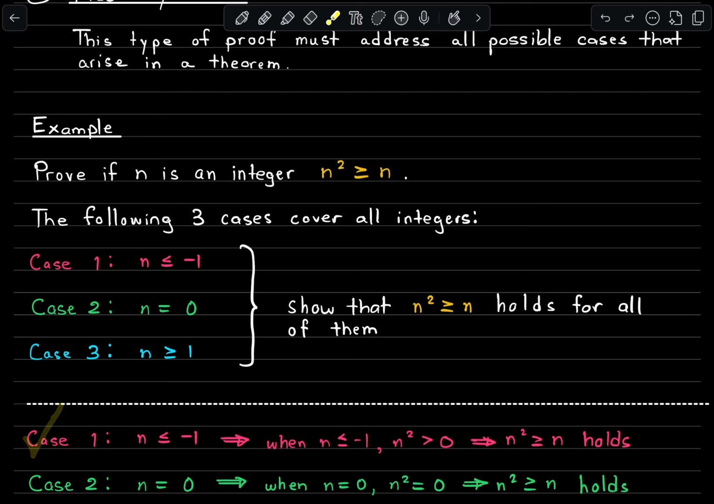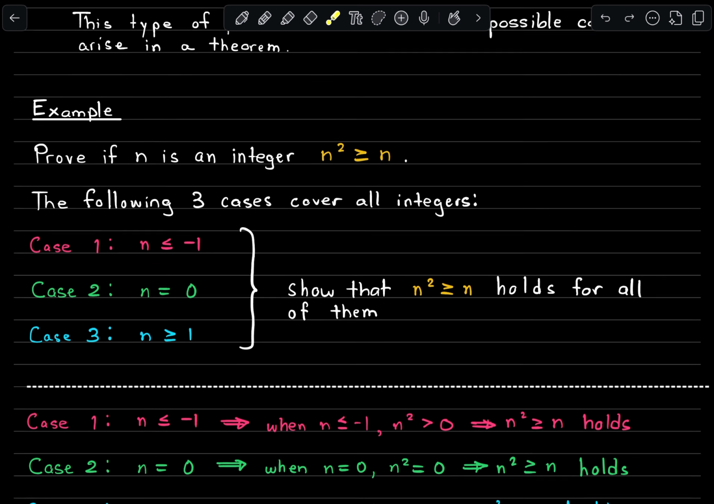All right, case 2. We've shown that it works for case 1. Case 2, what happens when n is equal to 0? When n is equal to 0, n squared is also equal to 0. And this holds again. We said n squared has to be greater than or equal to n. In this case, they're equal. N is equal to n squared when n is equal to 0. That meets this criterion, so it holds for case 2.